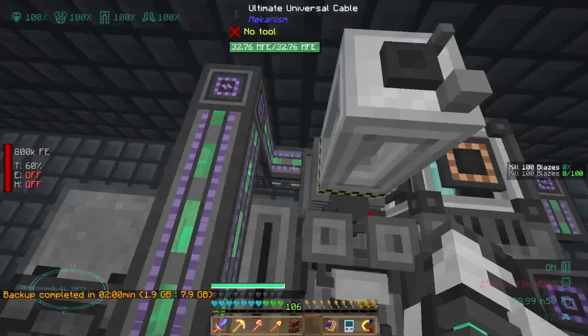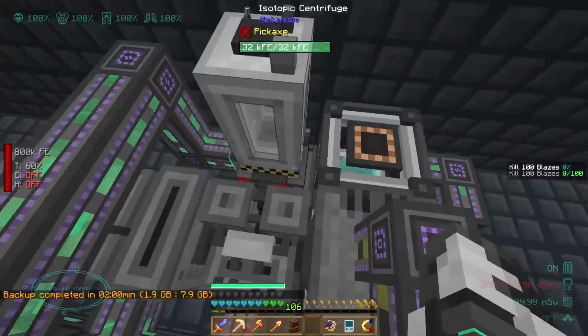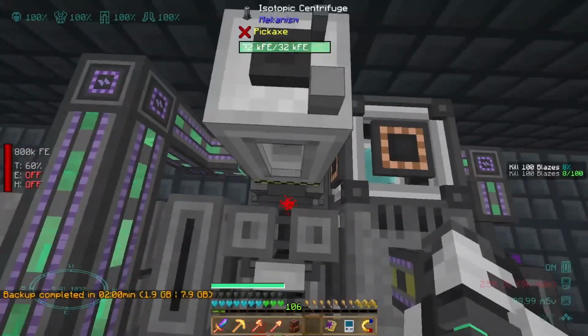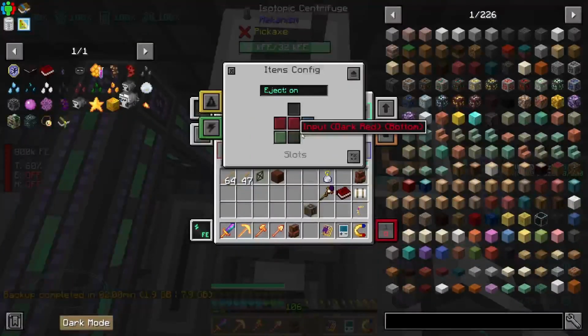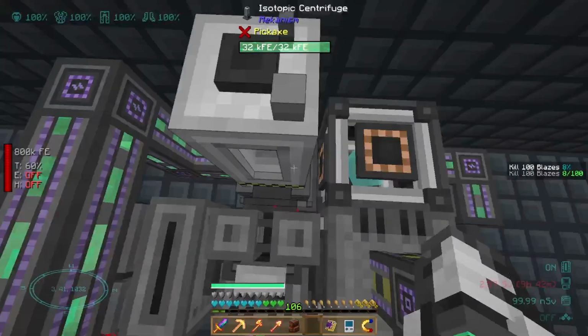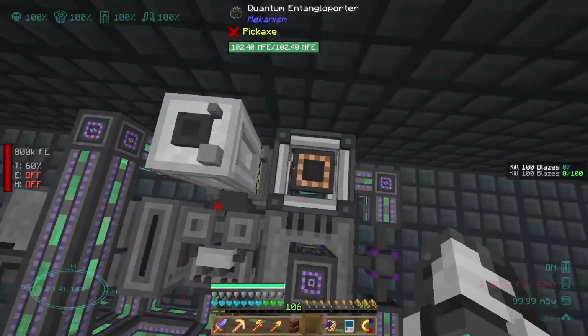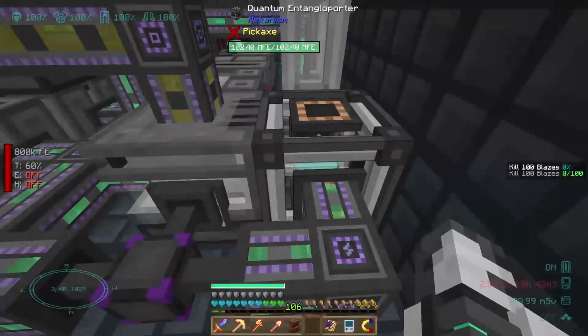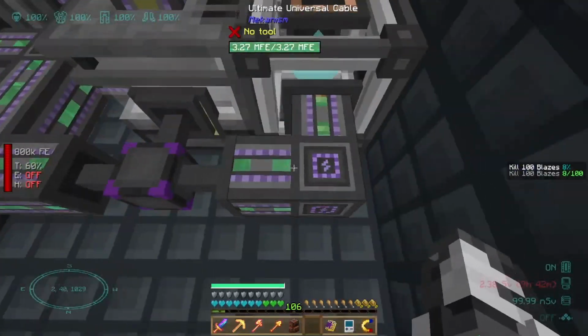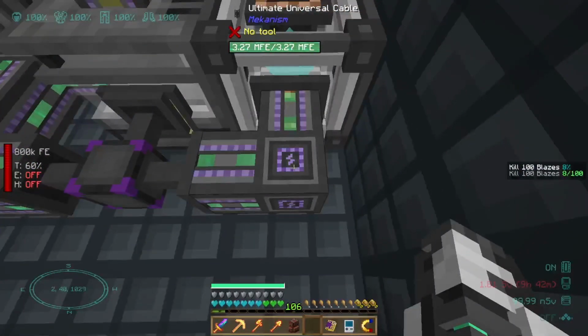Notice here that I'm specifically using Mechanism and not the Pipes mod. Now the output goes from the isotopic centrifuge. Notice here that I have the right side set to output. That is going into the quantum entangler. And I'm also powering the entangler via a flux point and a universal cable.